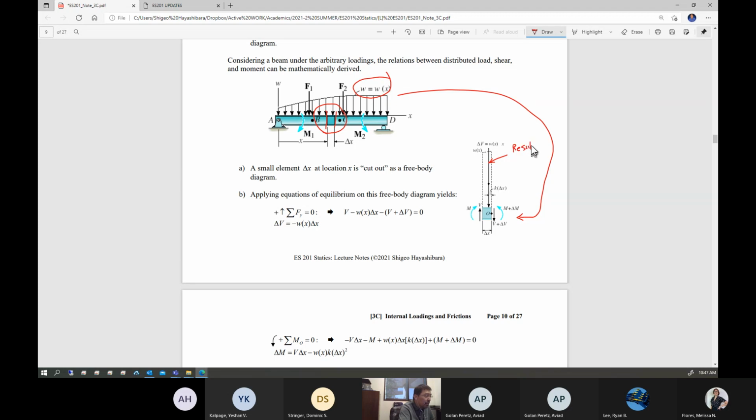The resultant is the distributed loading, which is a function of x, multiplied by delta x, right? So this is the resultant, the magnitude. Let's apply summation of the forces in the y direction for that situation. You have V positive. You have V plus delta V on the right-hand side, which is negative. And this is the resultant force w(x) times delta x, which is negative. Yeah, that's right. All of them set equal to 0.